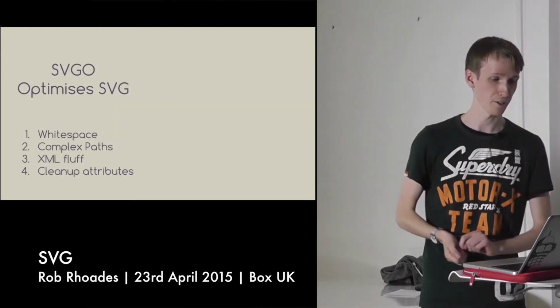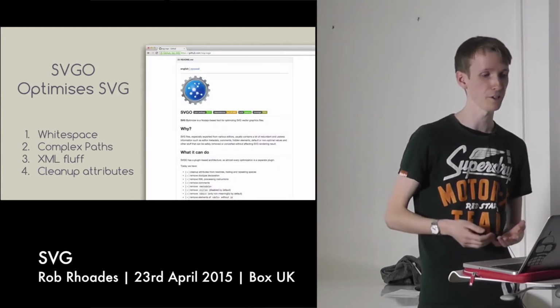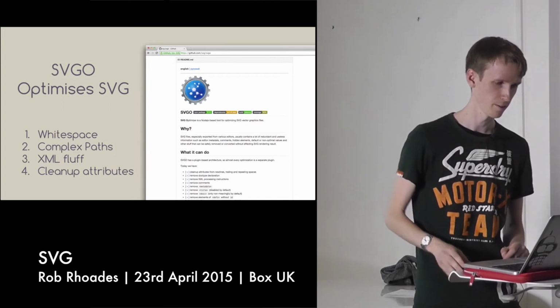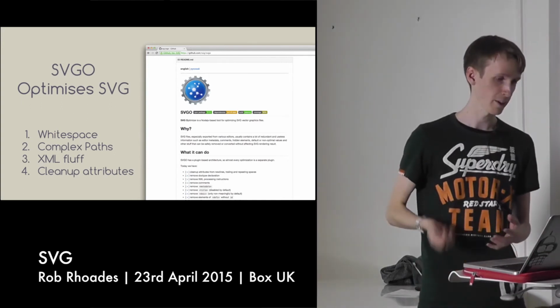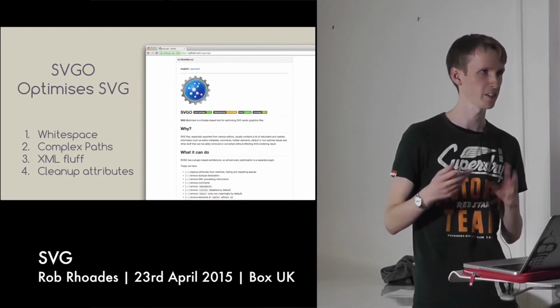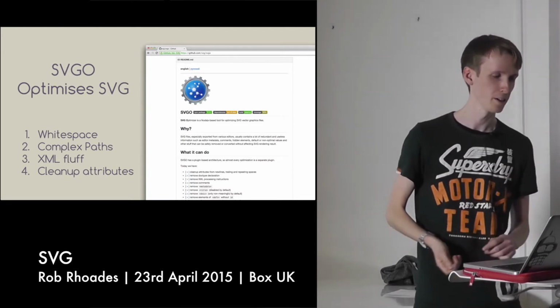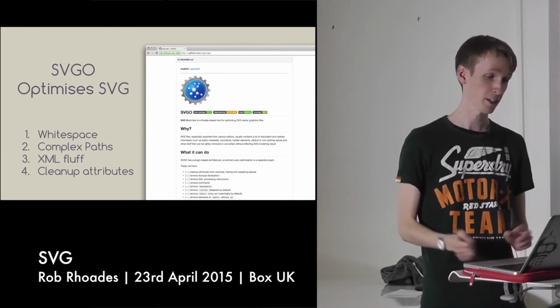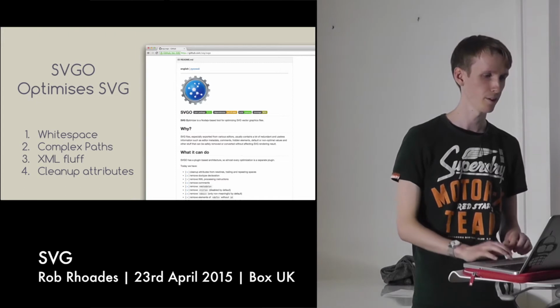So to get rid of that, we can use a tool called SVGO or SVGgo. I don't know how you say it. And that basically removes all of the white space. It gets rid of any of the marketing meta tags and any extra fluff that's associated with it. So that's pretty cool.